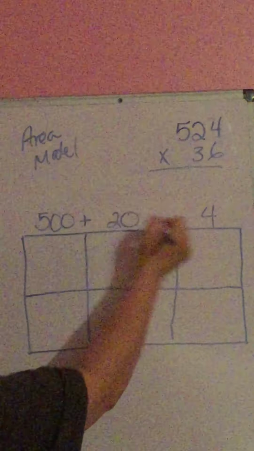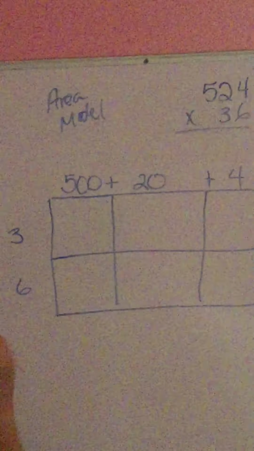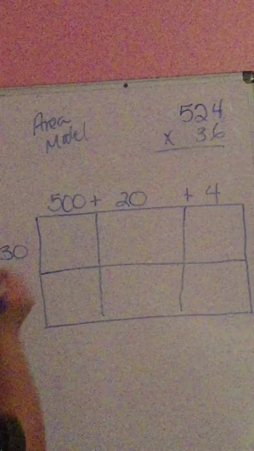So that's 524. So if I was to add those up, that would be 524. That's how you break it down. Then we have 36. We have 3 in the tens place and 6 in the ones place. So 3 tens is 30.